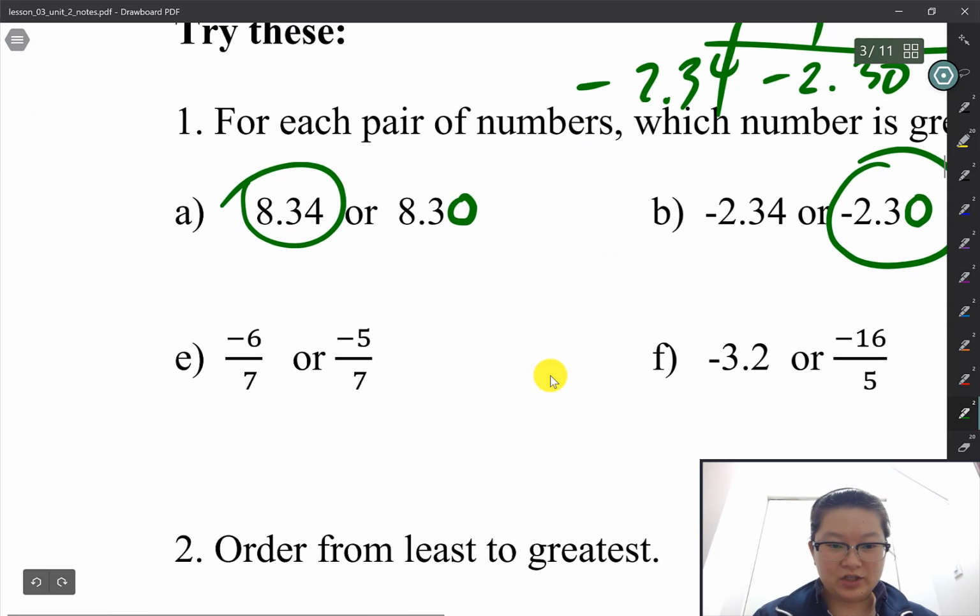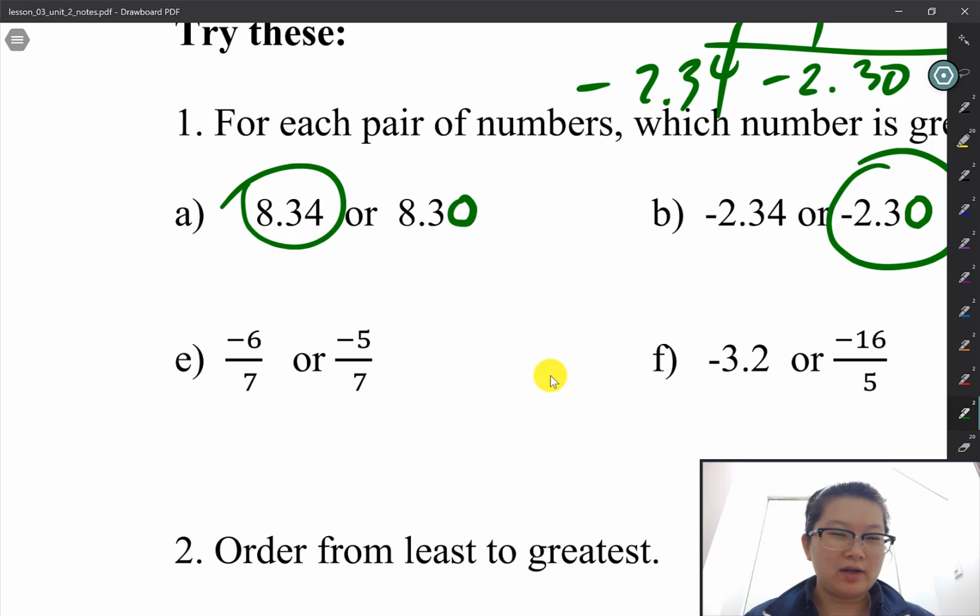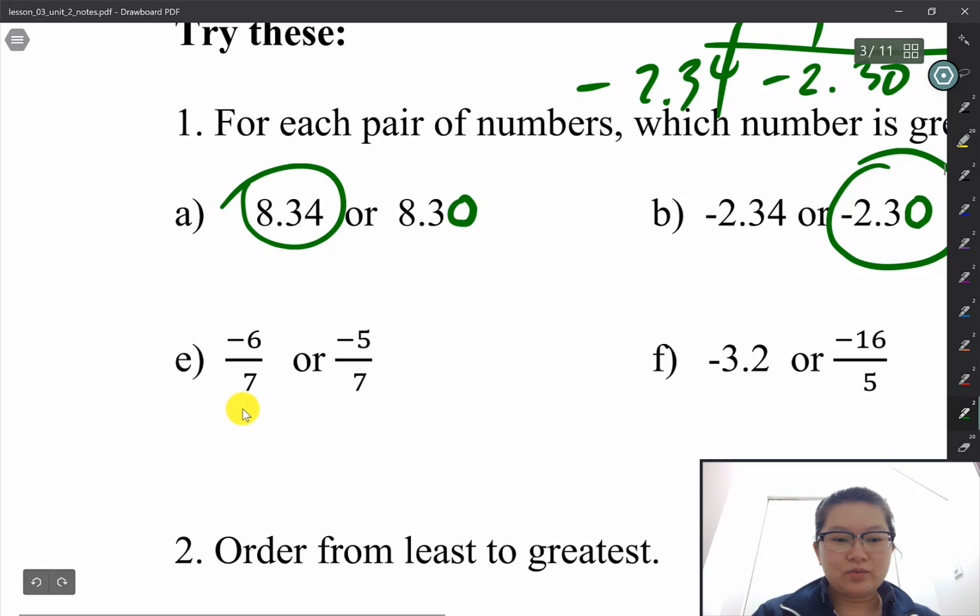Woohoo, we got fractions to deal with. So, I'm going to begin with this one. I'm going to do this one for you, unless you want to do it yourself. You just pause it yourself. Pause the video. Go ahead. Otherwise, let's begin. Now, this one, again, we're going to be dealing with negatives.